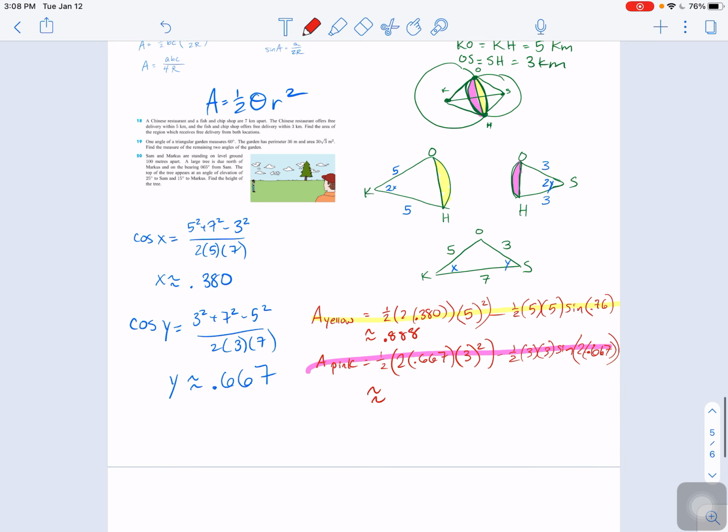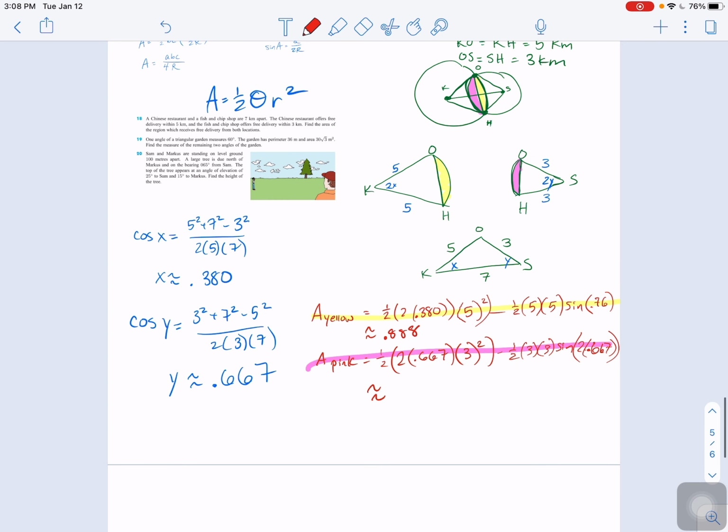And then the pink would be 0.667 times 9, minus 0.5 times 9 times sine of 2 times 0.667. And I just got it's approximately 1.628. So if I add the previous 0.888, I'm rounding to a final answer of about 2.52. So somebody check the back of the book and let me know if I was right.